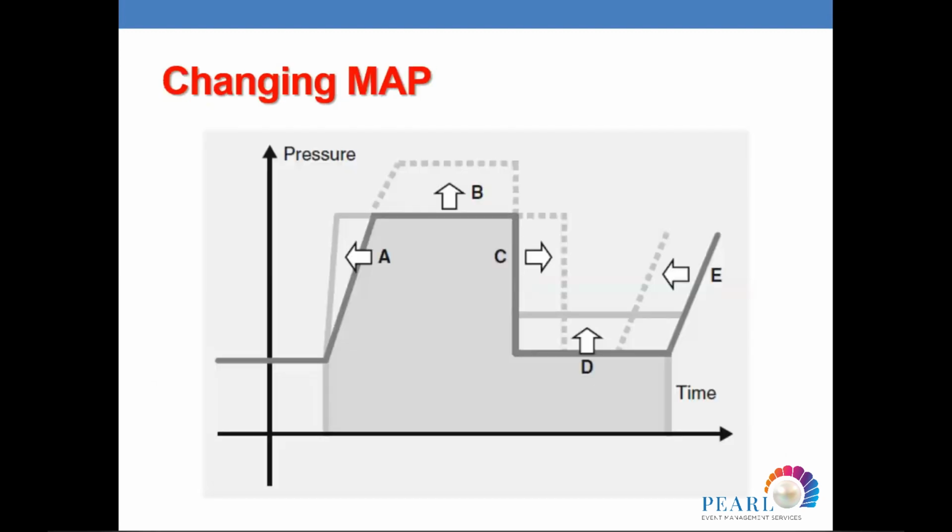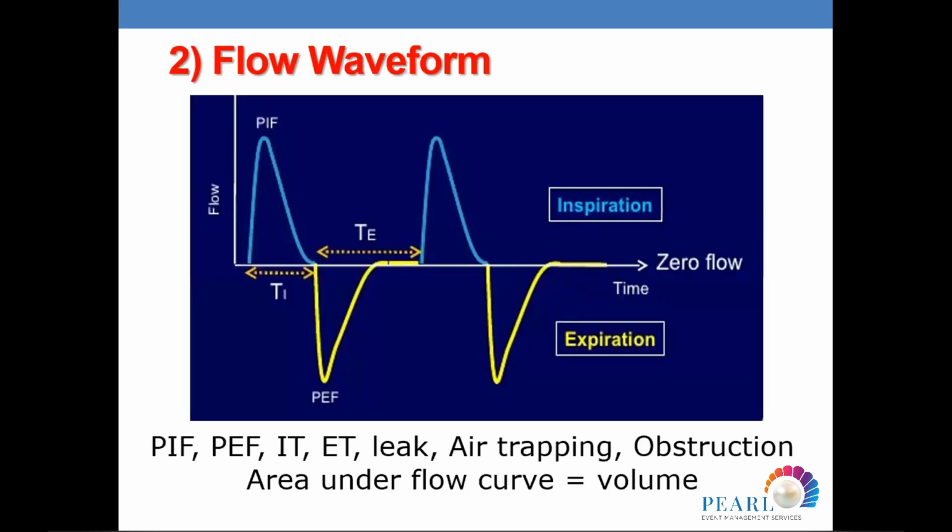Whenever you want to improve your oxygenation, you need to increase the MAP. Either by the rise time, you make it faster, or you increase the PIP, or you increase the inspiratory time, increase the PEEP, or reduce the expiratory time. So by this way, you improve the MAP, and by this way, again, you improve the oxygenation.